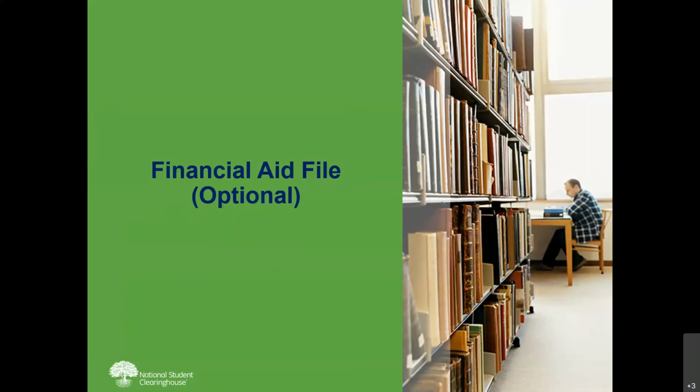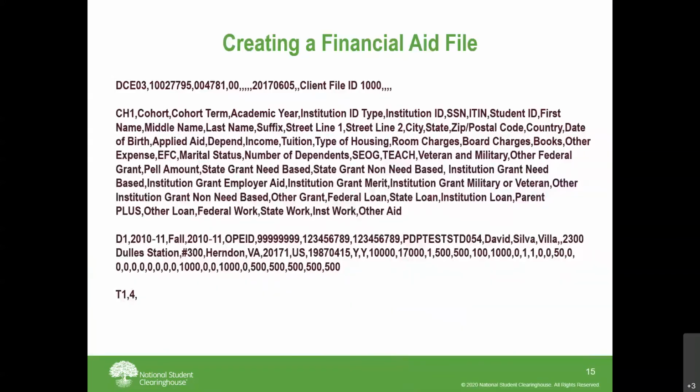Now we will cover the financial aid file. The header record type value for the financial aid file must be DCE03. The column header record contains the column labels. The column headings must match the values in the detail records. Please refer to page 23 of our data submission guide for the accepted column header labels.